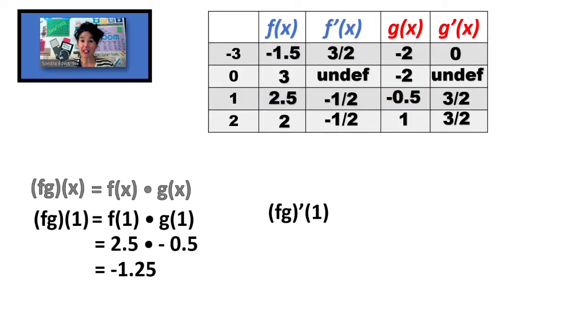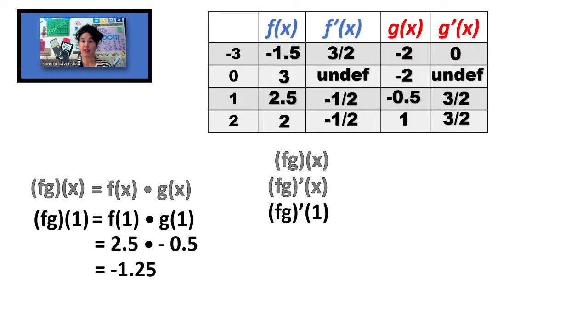-1.25. Now let's find the answer to f times g's derivative evaluated at 1. F times g's derivative. So let's just backtrack a little bit. F times g prime of 1 is f times g's derivative of x evaluated at 1. Now, what was f times g's derivative? What was it the derivative of? Well, it would have been the derivative of f times g of x.